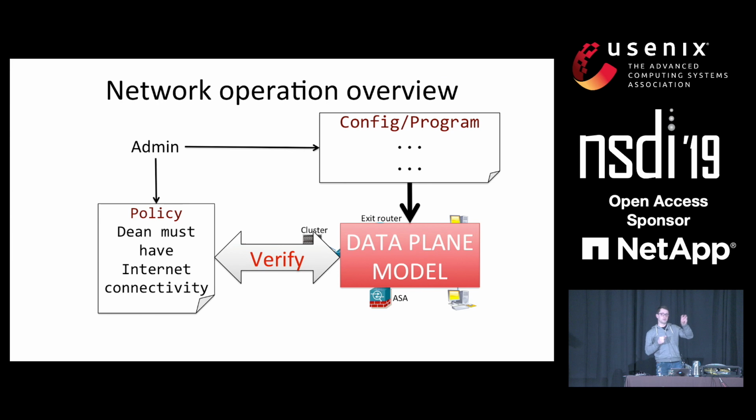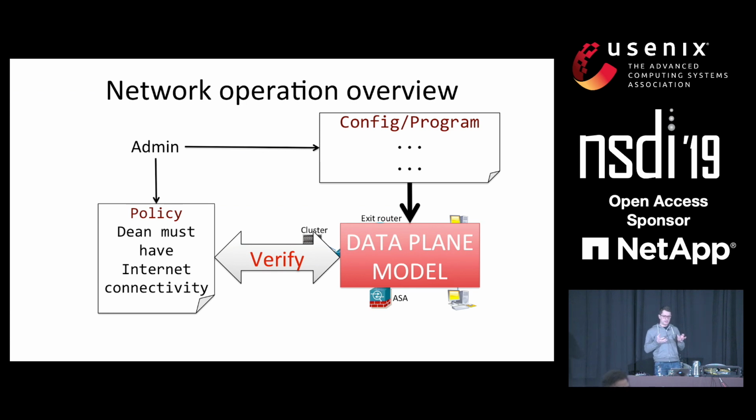They start from this input, which is either a configuration or some sort of program, and they don't verify that thing directly. They turn it into a model. And then they take the model and they check it against a formalized version of what the admin is after, some sort of policy that's expressed in machine-readable language. And then there's a verification tool that basically uses formal methods to make sure that the policy and the model agree. So this is a very general slide here.